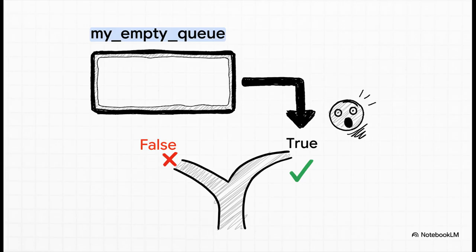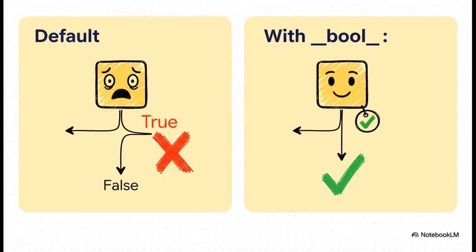Now imagine you've built a custom queue class. You'd naturally expect that an empty queue would be falsy, right? So you write if my_empty_queue, expecting that code not to run. But by default, it's true, and your code runs when it shouldn't. That's a nasty bug waiting to happen. And the fix is super easy.